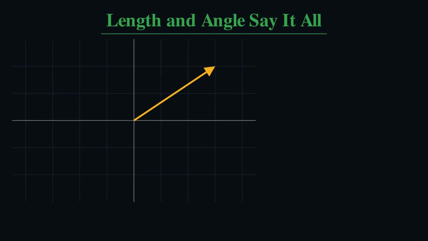There is a tidier way to name the arrow, not across and up, but length and angle. How long it is and which way it points. In this language, multiplying could not be simpler. Just add the angles and multiply the lengths. That is why this form exists.